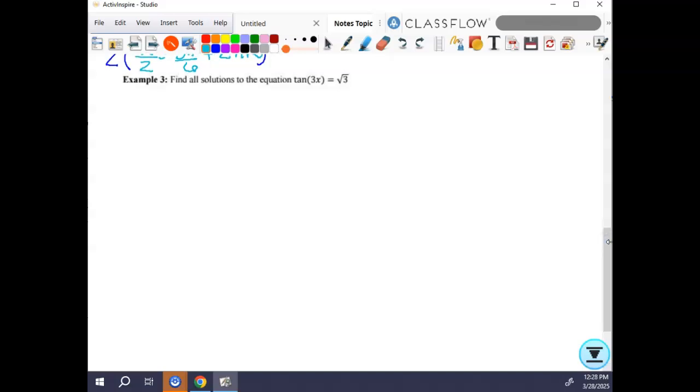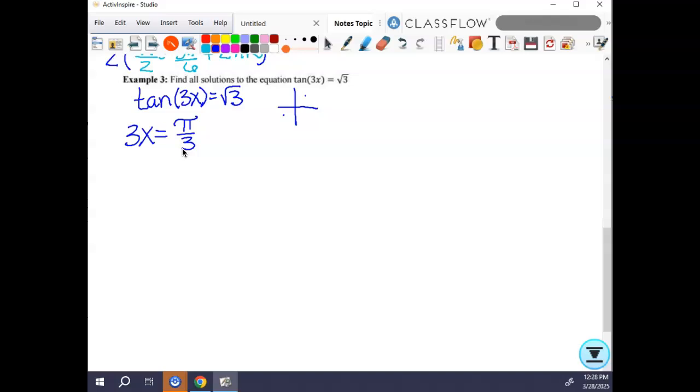Example 3. Let's rewrite this. Tangent of 3x equals the square root of 3. What quadrants is tangent positive in? First and third, right? So I take whatever that argument is, 3x, and set it equal to what angle gives me a tangent value of the square root of 3? Pi thirds, exactly.